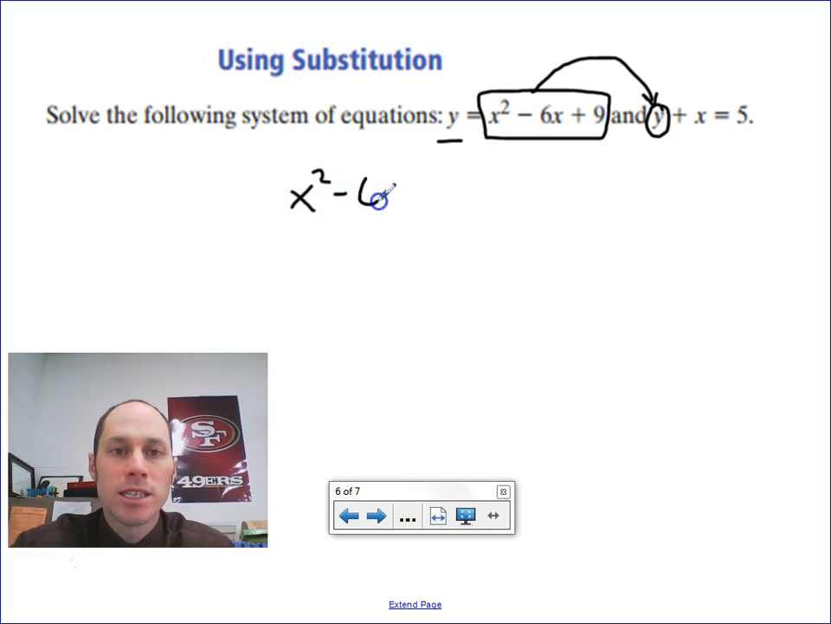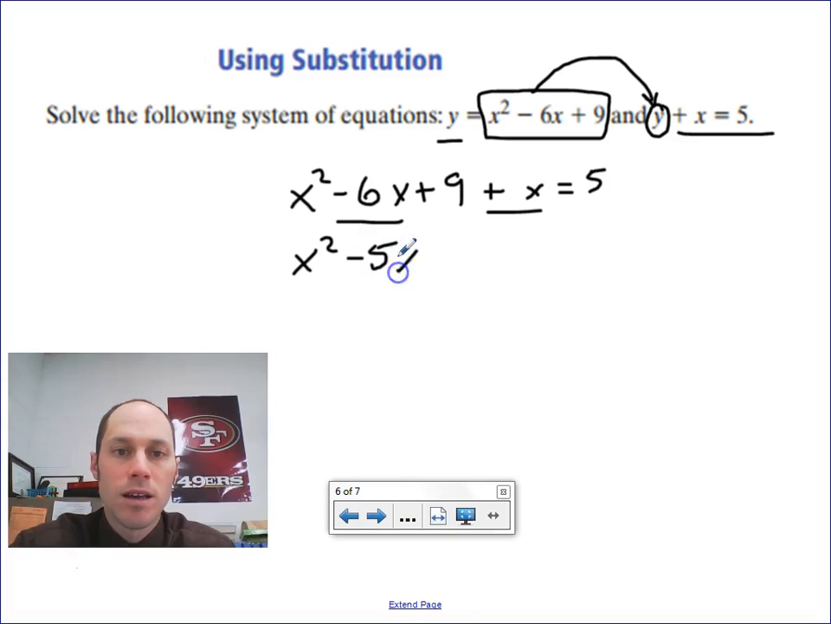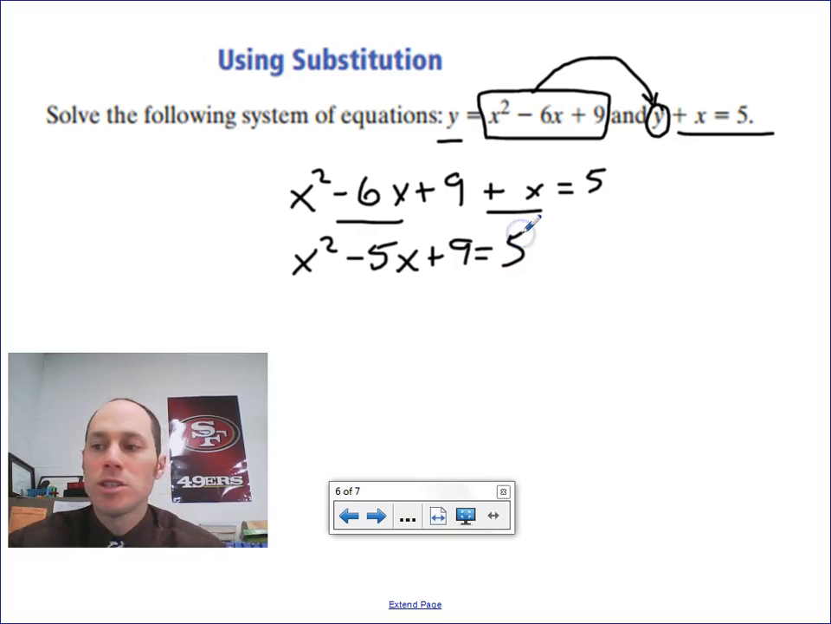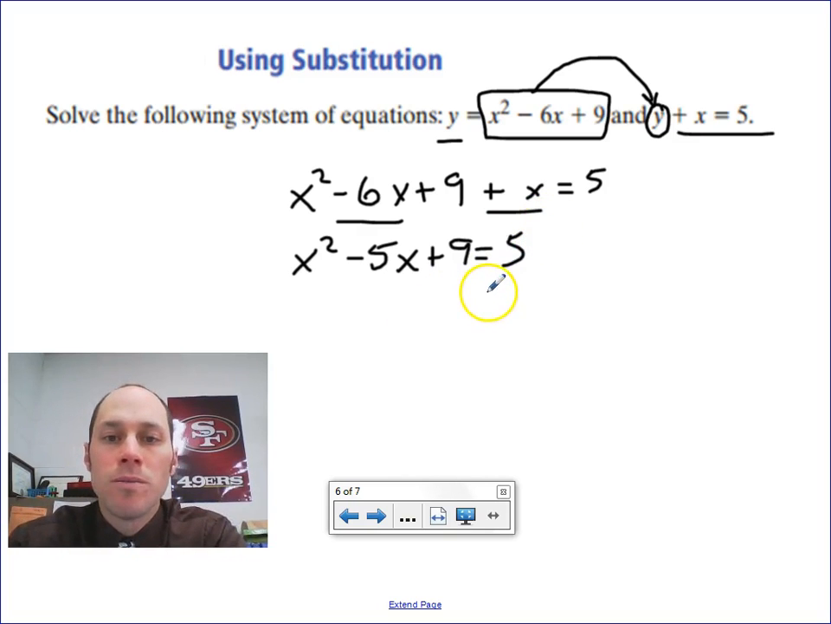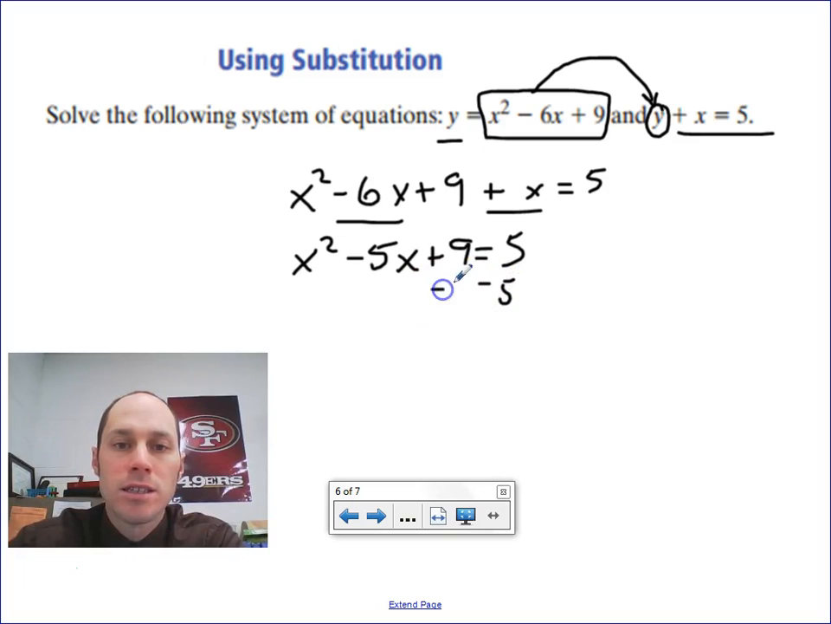X squared minus 6x plus 9 goes in for y. And then I finish up the rest of the equation. Plus x equals 5. Combine like terms. X squared minus 6x plus x is minus 5x, plus 9 equals 5. And now, since it's a quadratic equation, I want to see if I can get that equal to 0. So I'll subtract 5 from both sides. And that'll leave me with x squared minus 5x plus 4 equals 0.